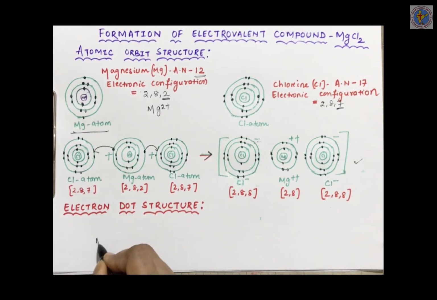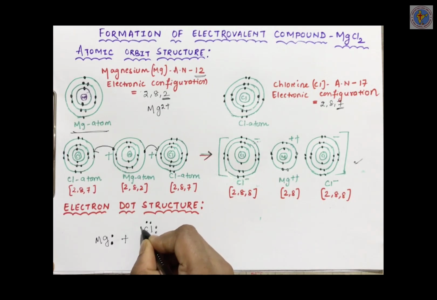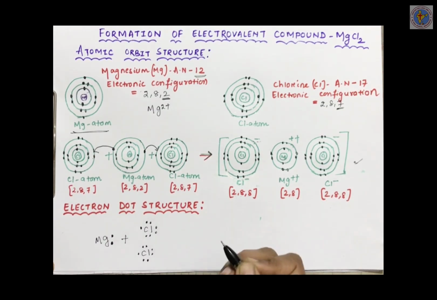Okay, so this is your Mg. How many electrons are present in the outermost shell of Mg? 2 electrons. Okay, now this is chlorine. As you know, we are taking 2 chlorine atoms. So this is chlorine. How many electrons are present in the outermost shell of chlorine, children? 7 are present. 1, 2, 3, 4, 5, 6, 7. Here also you see 1, 2, 3, 4, 5, 6, 7. Okay, so now what will happen?